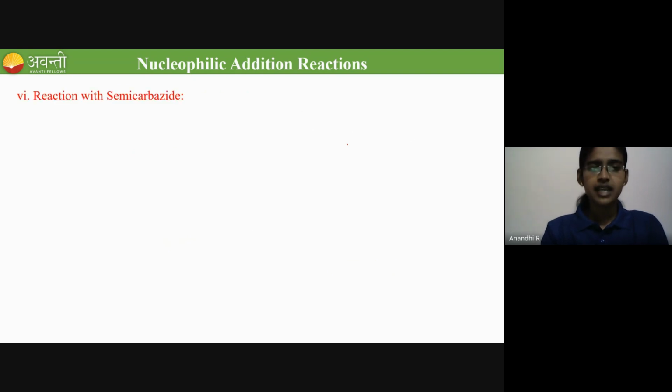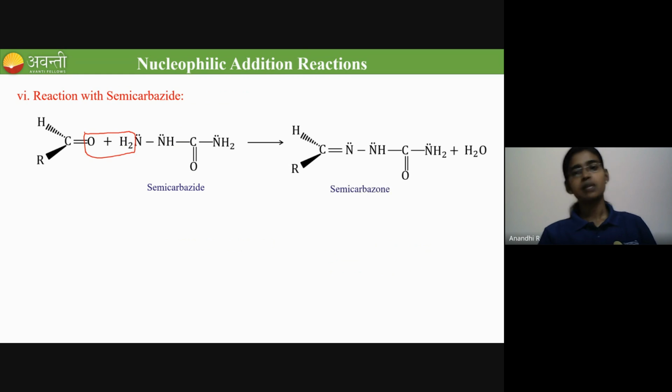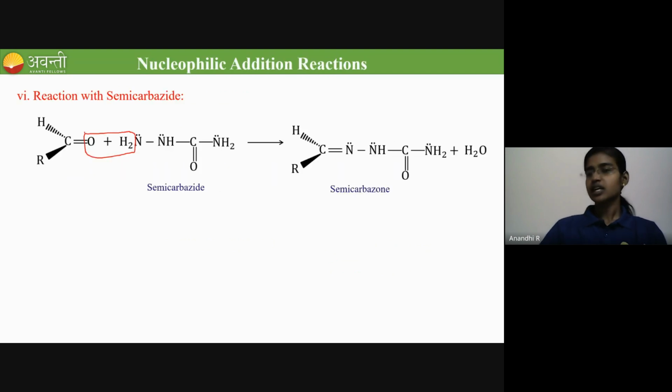So the sixth reaction is the reaction with semicarbazide. This is the formula of semicarbazide. What we have to do again? We have to remove the H2O from here, and finally we'll get the semicarbazone from it. This is semicarbazone. Okay. So is this clear to all of you?